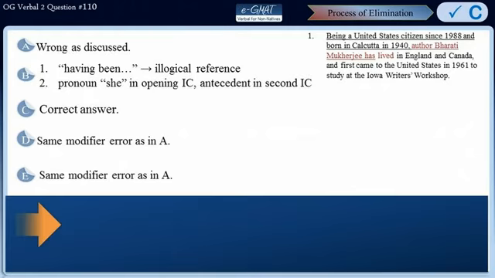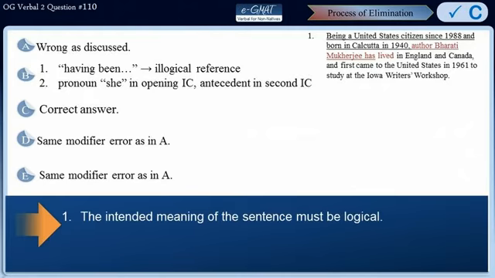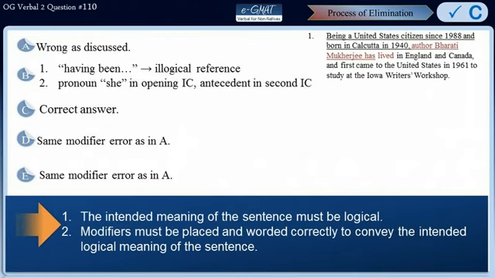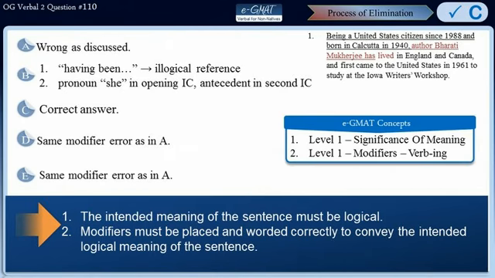This brings us to the takeaway messages. The intended meaning of this sentence should always be logical, and the modifiers must be placed and worded correctly to convey the intended logical meaning of the sentence. The concepts tested in this sentence have been covered in e-GMAT Concepts Level 1 Significance of Meaning and Level 1 Modifiers Verb-ing.